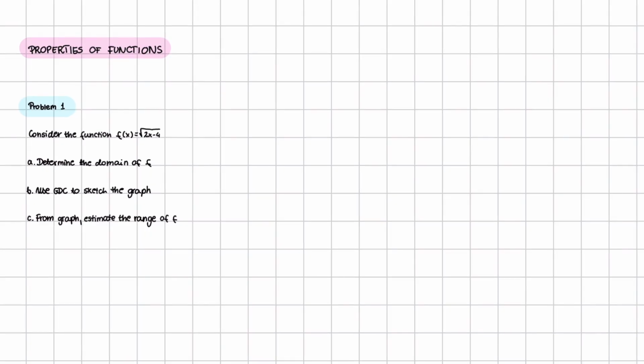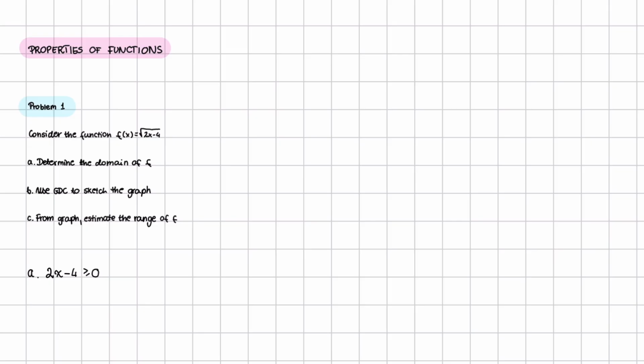In order to do this, we have to remember what cannot be under a square root, or basically all types of roots. So we remember that under the root cannot be a negative number. So this 2x minus 4, this is what we have under our square root, has to be greater or equal to 0. So it cannot be less than 0.